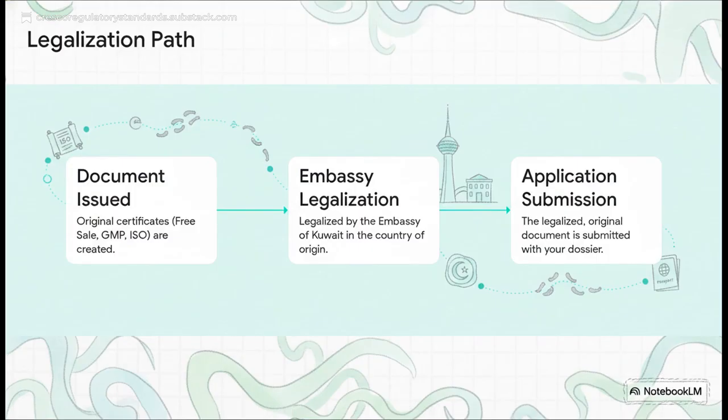So here's how it works. Your key documents, we're talking things like your free sale certificate, your GMP, your ISO certificates, they all have to be original copies. And each one has to be legalized by the Kuwaiti embassy in the country where it was issued. It's a multi-step journey for each piece of paper. And again, you just can't rush it.